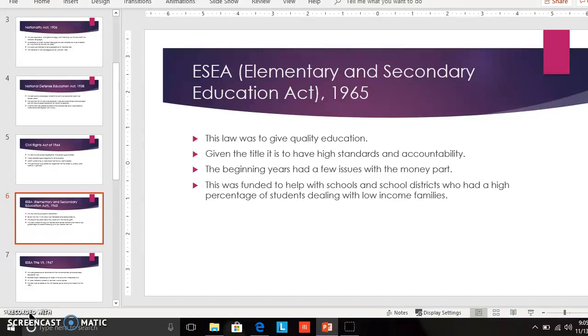Throughout the beginning years, they did have a few issues with the money part, basically with the funds. They did have a few issues with funding for schools and what was going to happen there. And lastly, this was funded to help schools and school districts that had a high percentage of students from low-income families.